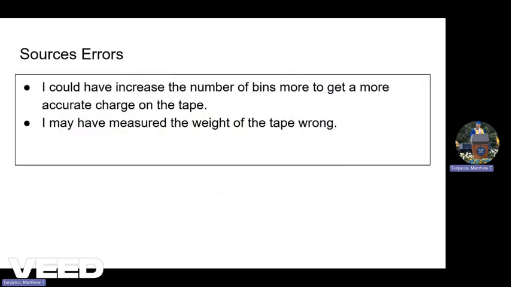Some sources of error: I could have increased the number of bins to make it more accurate, and I may have measured the weight of the tape wrong.